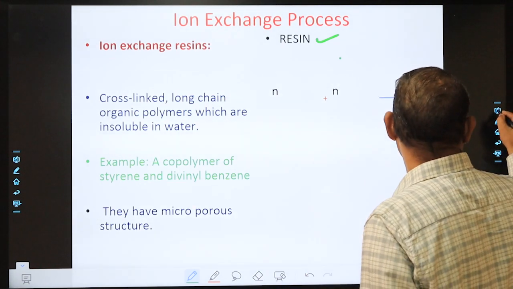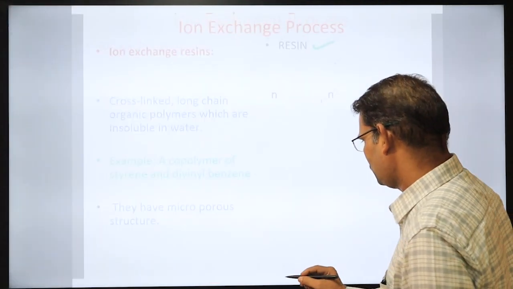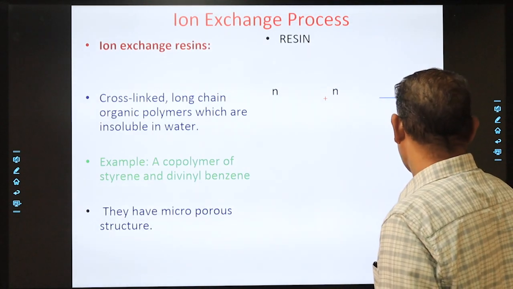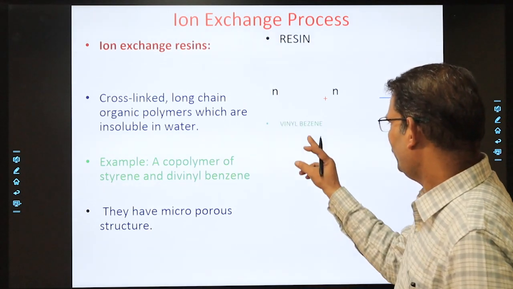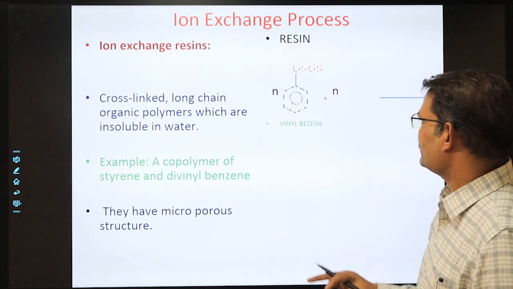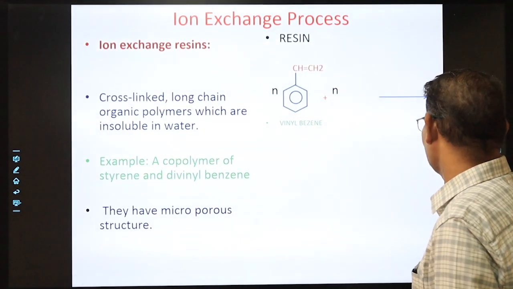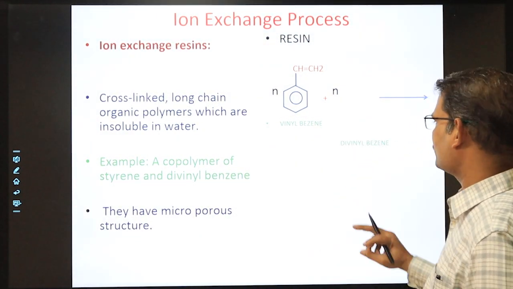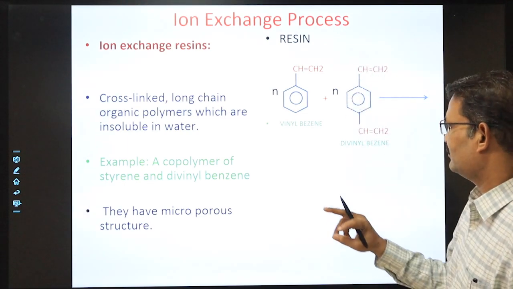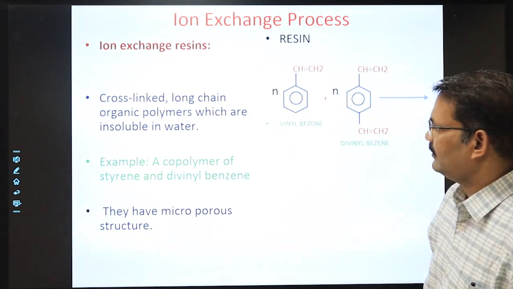It is a copolymer of vinyl benzene and divinyl benzene. This is the structure: this is the vinyl group and this is benzene, so this is vinyl benzene. In divinyl benzene, two vinyl groups are connected with a benzene. So the resin is obtained by the combination of vinyl benzene and divinyl benzene.